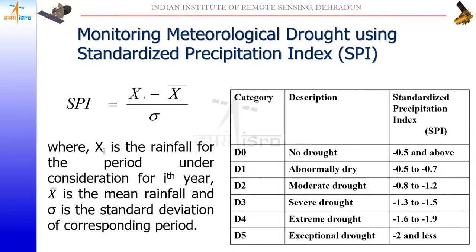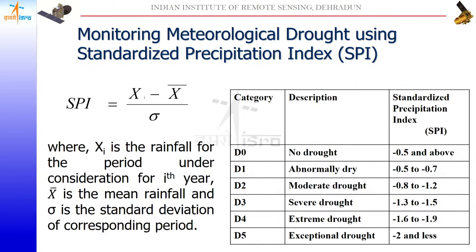Normally people do this SPI computation on a monthly scale. Here x_i is the rainfall for the specific month, compared with x bar, the long-term mean rainfall for the particular area, which may be at sub-district, district, or state scale. Then sigma defines the standard deviation for the same corresponding period.